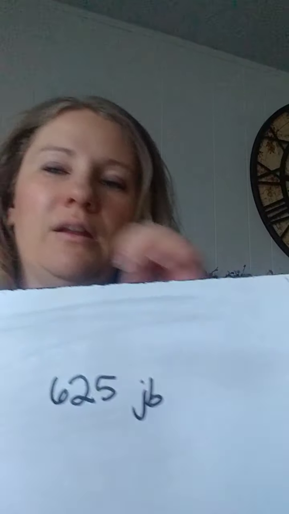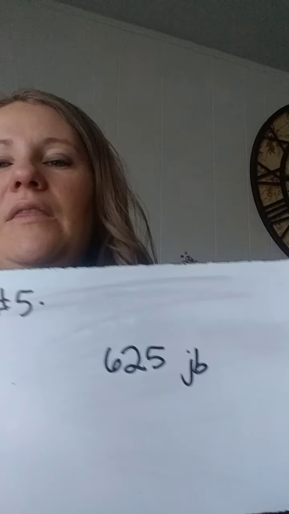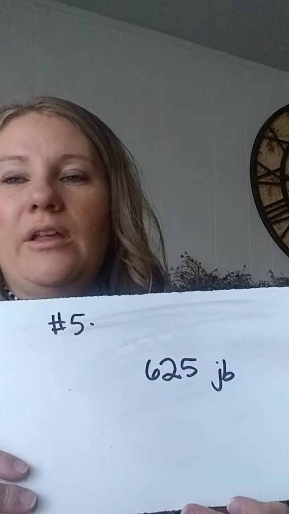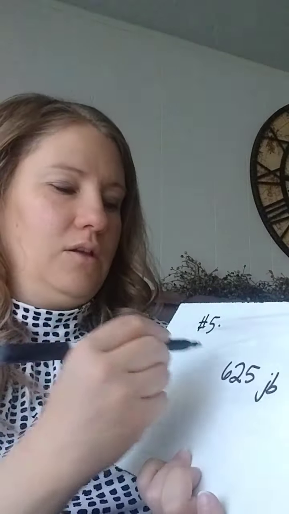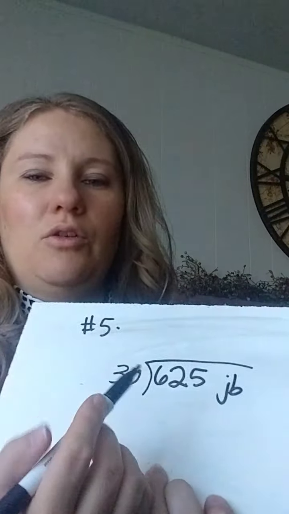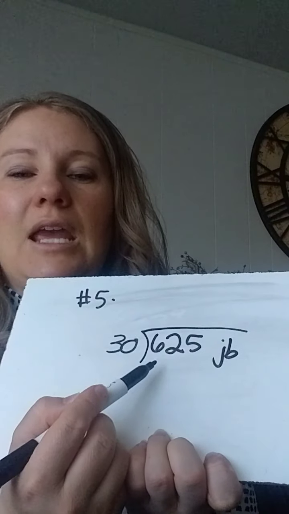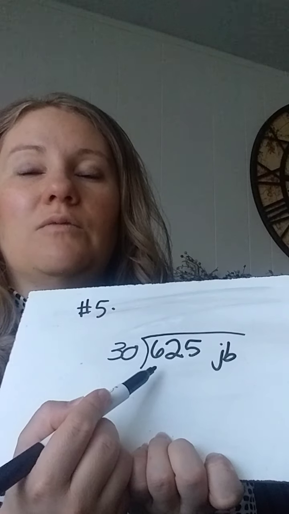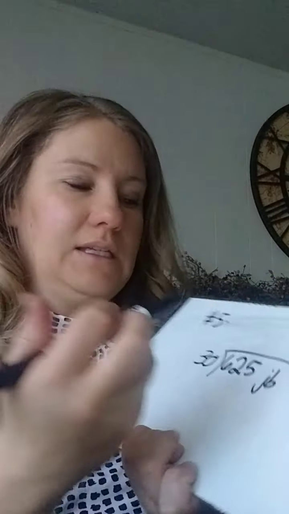All right. So that was number 4. Let's move to number 5. 625 jelly beans are divided among 30 people evenly. There are some jelly beans left over. How many jelly beans are left over? So we have to divide these by 30 people. So I know that 30 goes into 62. How many times? So I go 30, 60.